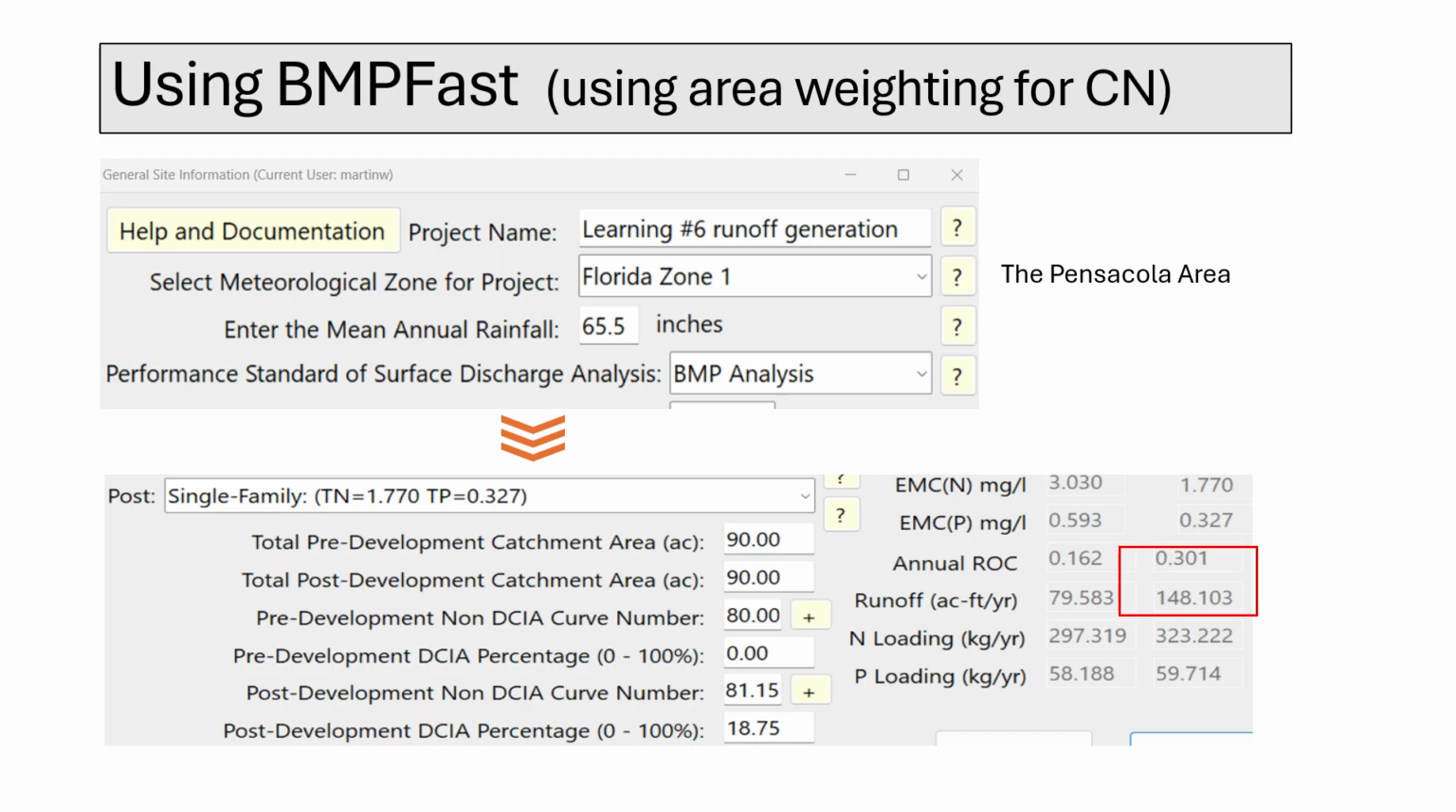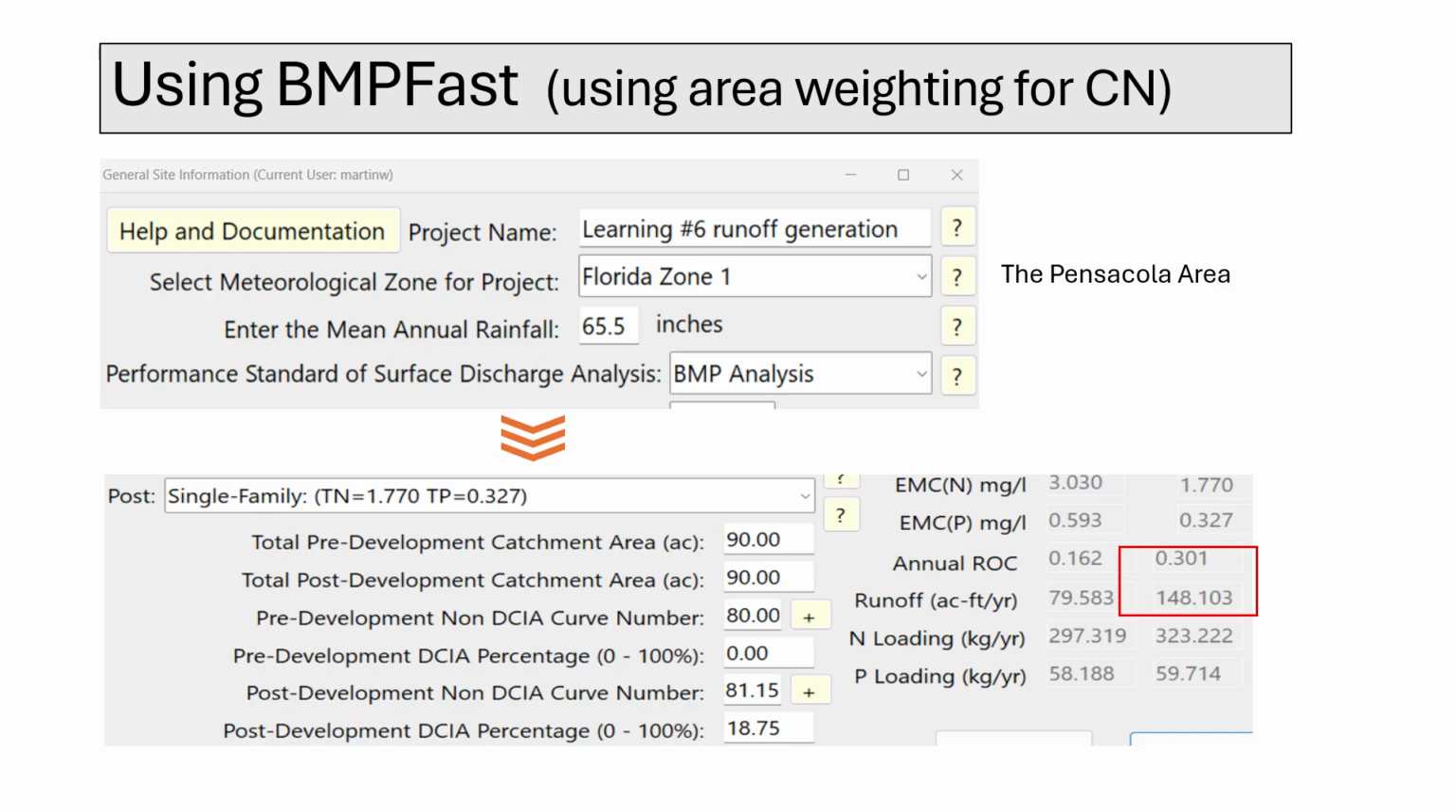We're now going to look at a practical application of BMPFast, specifically focusing on how it uses area weighting for curve number calculations. To illustrate the input and output results for runoff volume using BMPFast, we'll be examining data from the Pensacola area. We've entered the specific site and watershed characteristics for this location into the tool. Our primary interest here is in evaluating the loadings from the post-development condition.